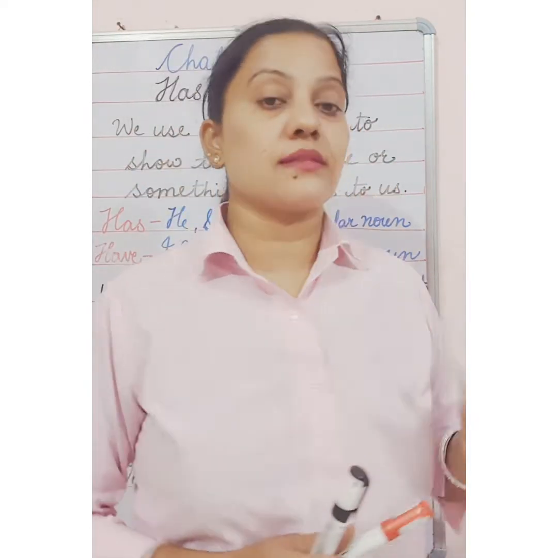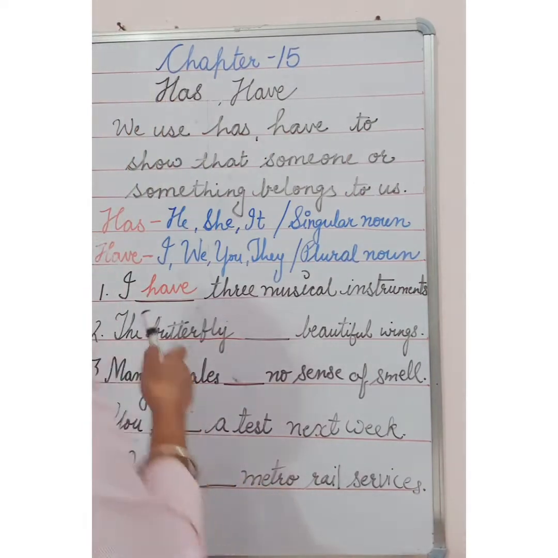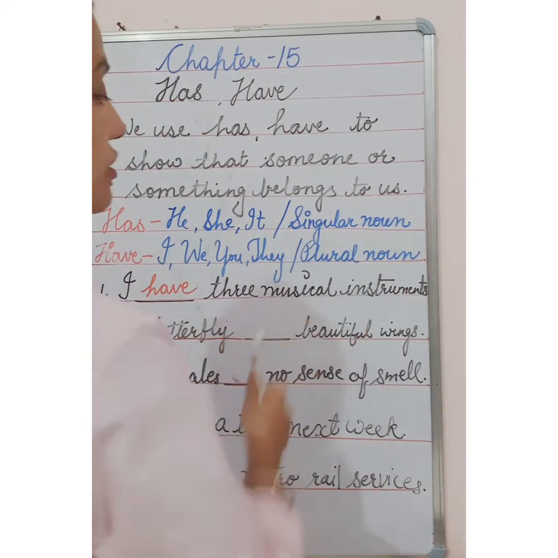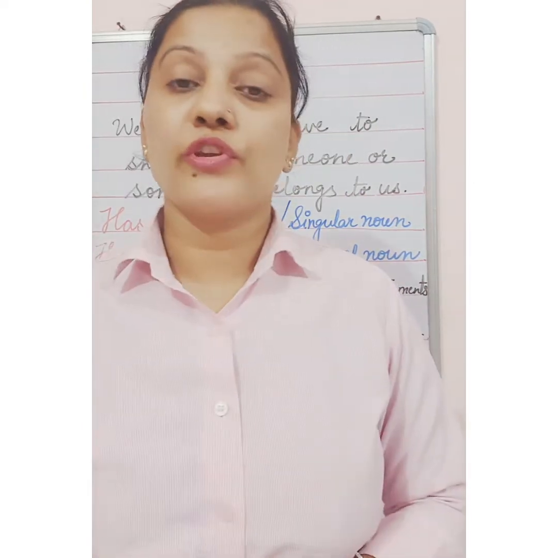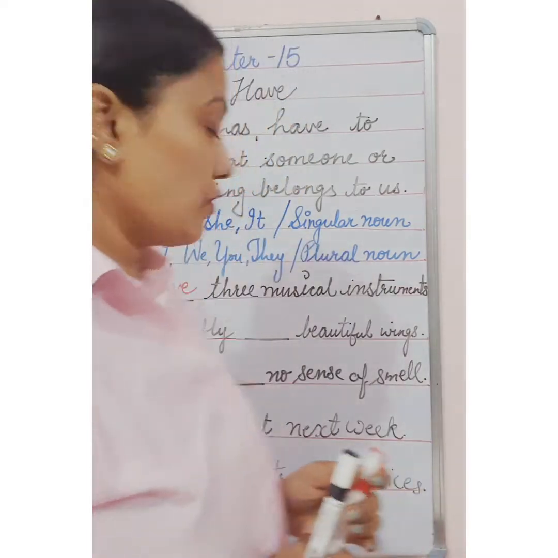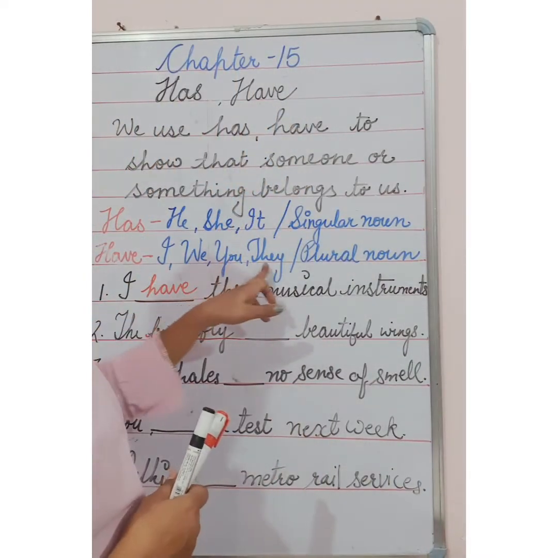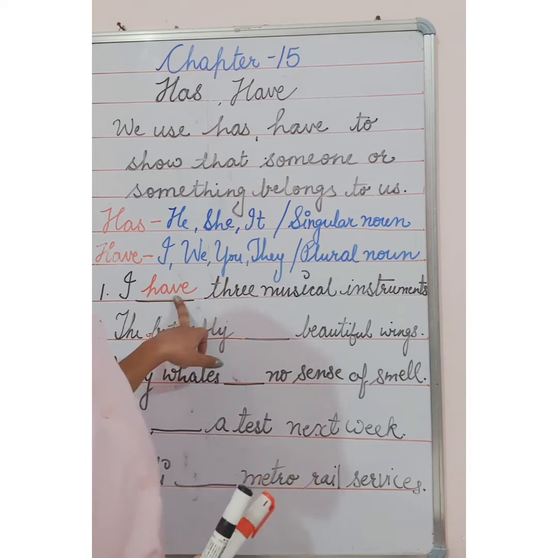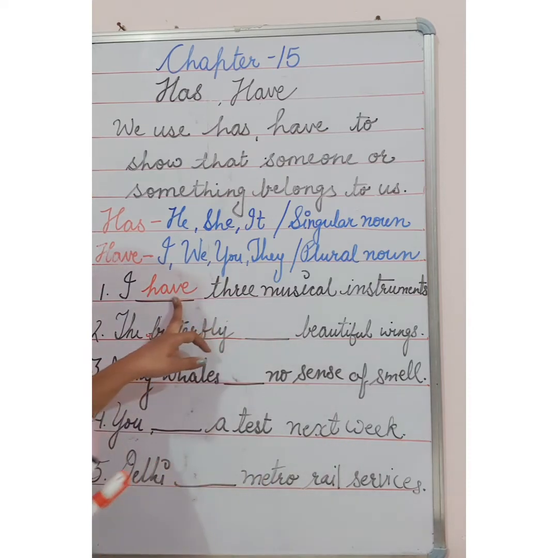Let us do the practice. First, I dash 3 musical instruments. So with I we use have. I have told you here I, we, you, they. So with I we use have. I have 3 musical instruments.